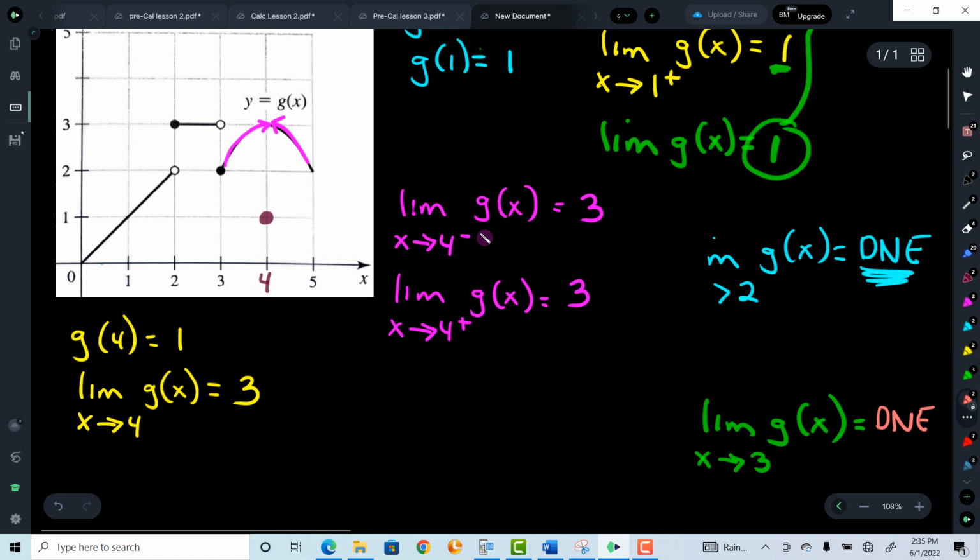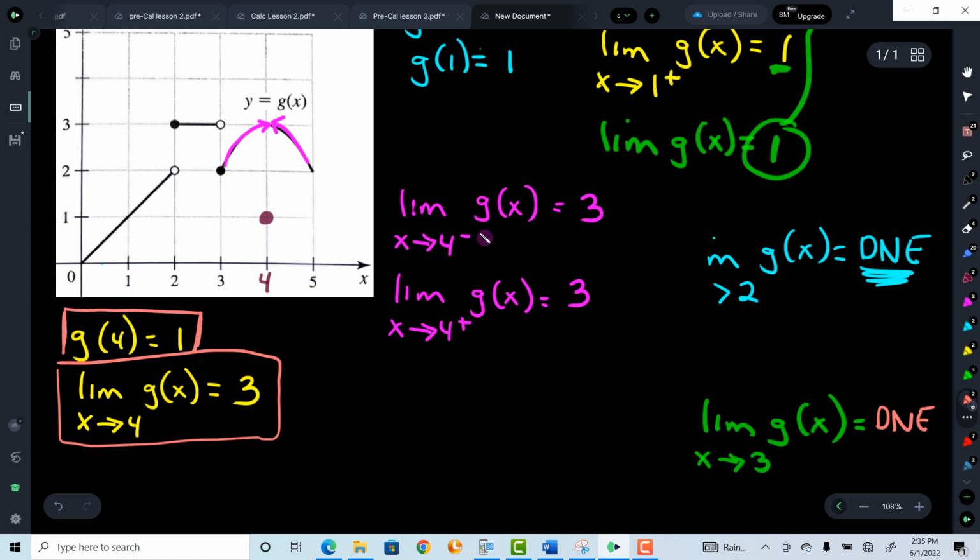Now I gave you this example because I want you to see that the limit as x approaches 4 is 3, while the actual value of the function g of 4 is actually equal to 1. So the limit can be a completely different number than the function, right? So the function at that point is 1, but the limit is 3.